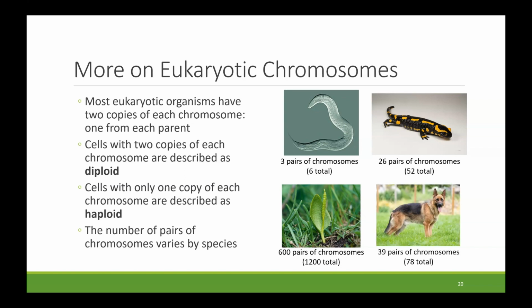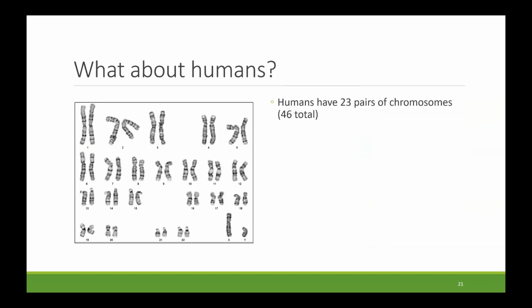And domestic dogs have 39 pairs of chromosomes, or 78 total. So as you can see, lots of variation. But how do humans measure up? Humans have 23 pairs of chromosomes, or 46 total.